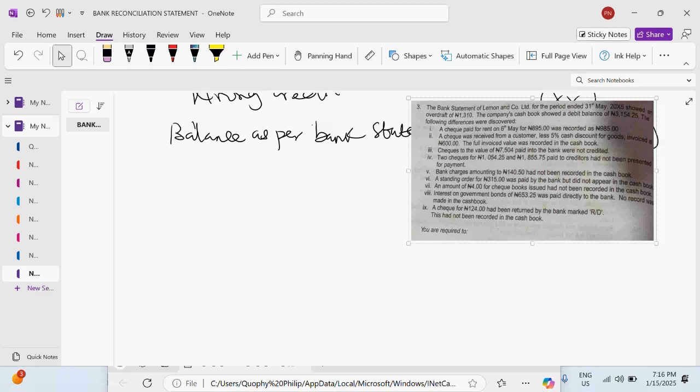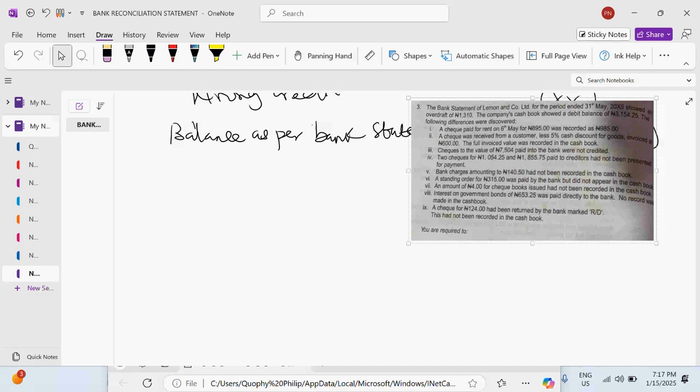A check was received from a customer less 5% cash discount for goods invoiced at 600 naira. The full invoice value was recorded in the cash book. Checks to the value of 7,504 naira paid into the bank were not credited. 2 checks for 1,054.25 and 1,085.75 paid to creditors had not been presented for payment.